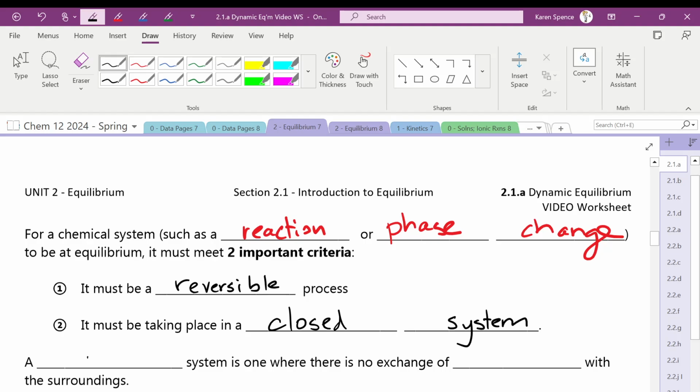A closed system is one where there is no exchange of what with the surroundings? We can be more generic than that. Matter, okay? So there's no particles getting in, no particles getting out.